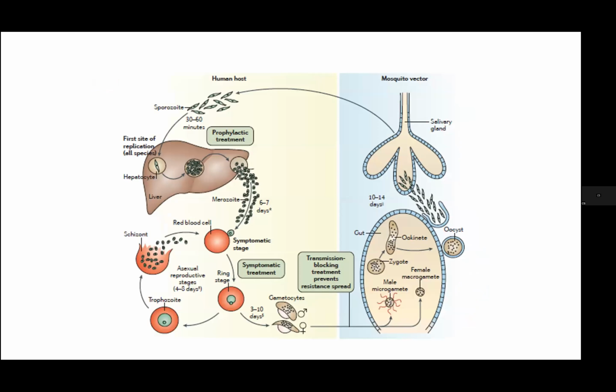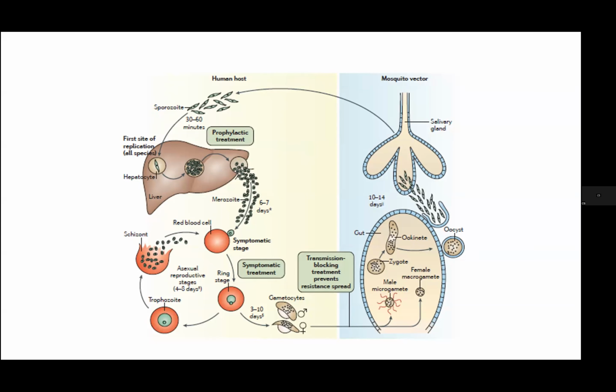So this is the same life cycle, just highlighting the time from the inoculation. It takes about 30 to 60 minutes for the sporozoites to enter the liver and the hepatocytes. It takes about 6 or 7 days for these tissue schizonts to replicate and release merozoites into the bloodstream. And it takes about 10 to 14 days for gametocytes to form within the bone marrow. It also takes about 2 weeks for the cycle to be completed within the mosquito vector.